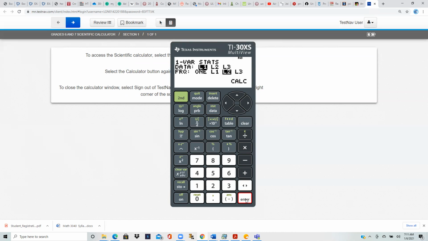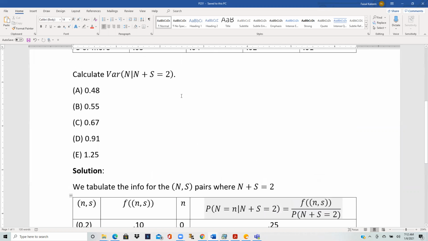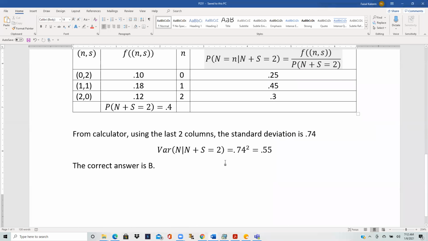Now you do second, stats, and one-variable stats, enter. Data is in L1, frequency is in L2. Make sure L1 is highlighted for data and L2 is highlighted for frequency, because sometimes by default they have the 1 highlighted in frequency, and you don't want that. You want the frequency to be L2 because that's where we put the probabilities. Then enter and calculate. You're always looking for the population one. So 0.74 is the standard deviation, and we needed the variance. So we square it and we get 0.55. That was choice B.